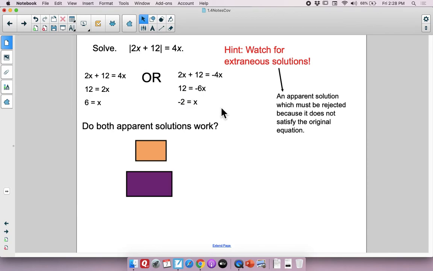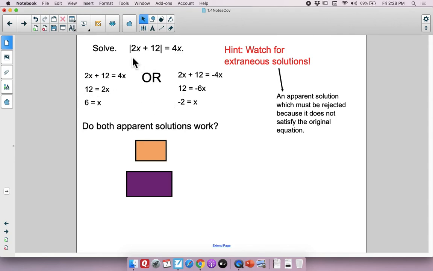Okay, now let's plug these in and see if they both work. If I plug a 6 in, 2 times 6 is 12. 12 plus 12 is 24. What's the absolute value of 24? 24. 4 times 6 is 24. 24 equals 24. So this one checks. That one's good.